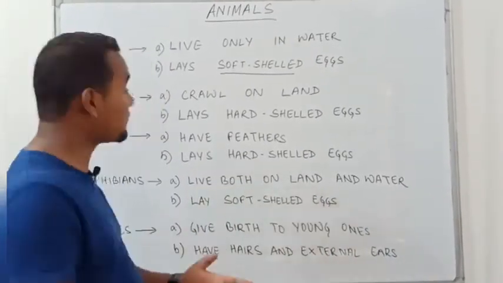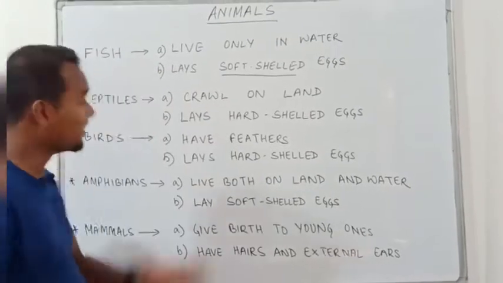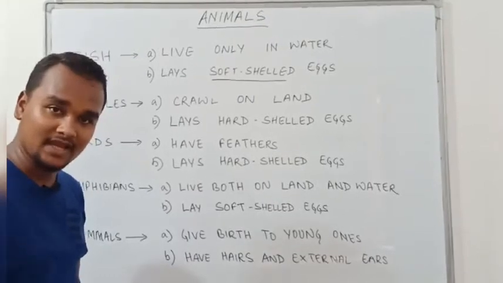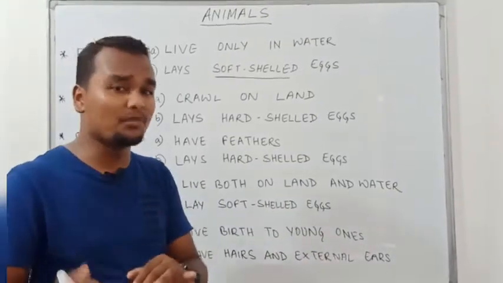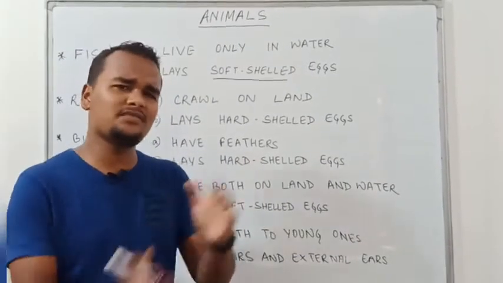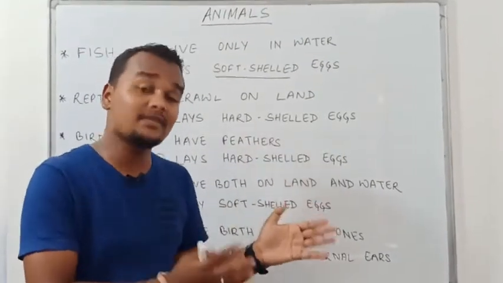Clear? So till now, what have we read about? We have read about fish, we have read about reptiles, and we have read about birds. Okay, now let us discuss their homes. Before going into the other topic, let us discuss their homes now. Where does the fish live? The fish live in water.